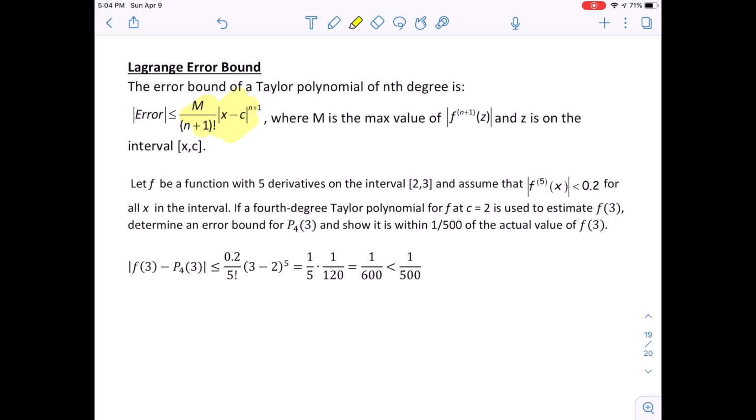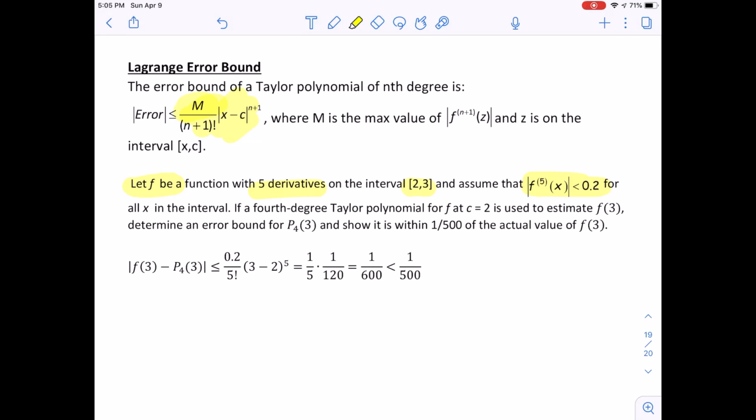So let's look at an example. I was kind of fumbling through that there for a second, but let's take a look at this example. It'll be easier to see. Let f of x be a function with 5 derivatives on the interval from 2 to 3. Typically this M value, that maximum value of the n plus 1 derivative, is just going to be given to you like this in a problem. Or if you have information about the n plus 1 derivative, that's probably your M value. They don't usually make you hunt too much for that M value.